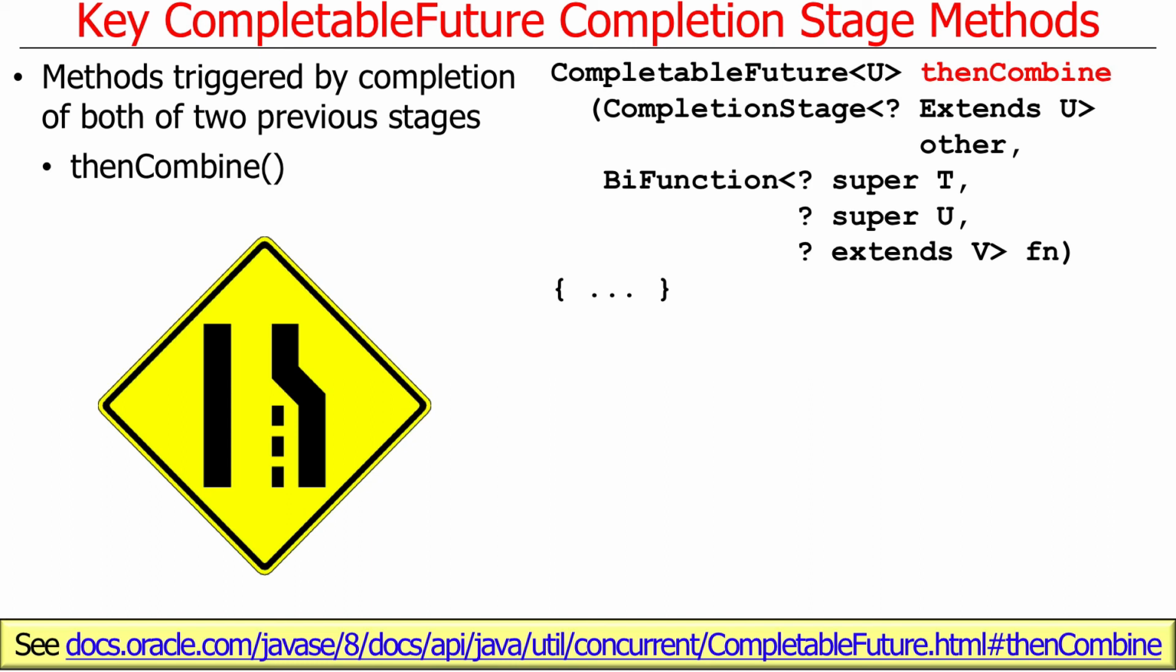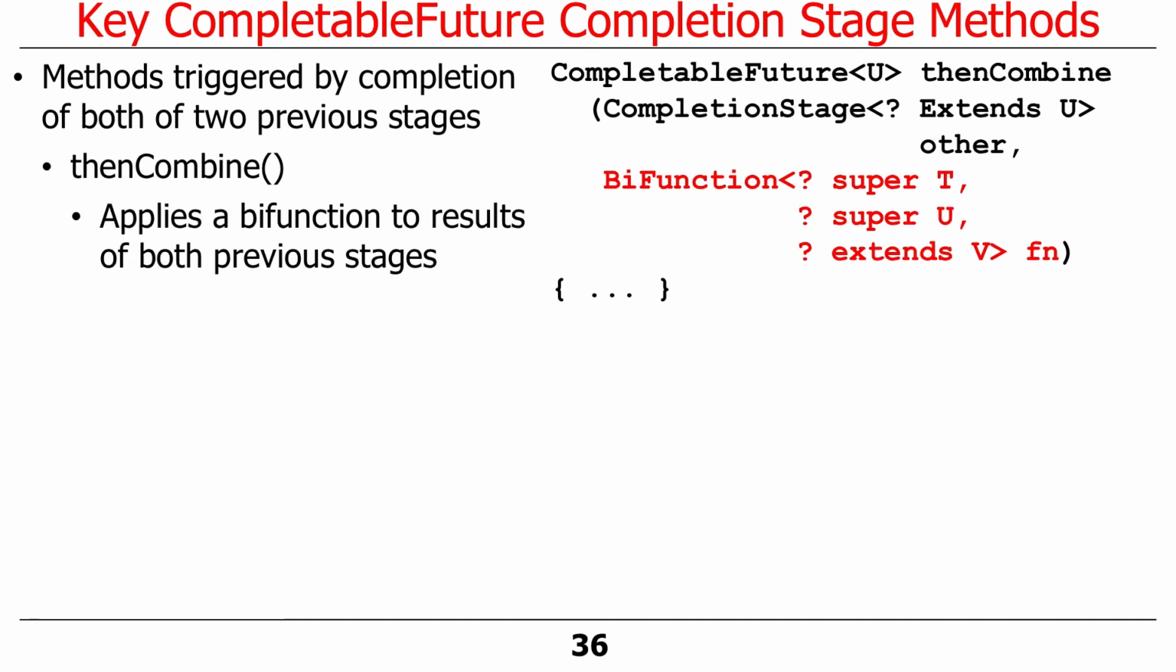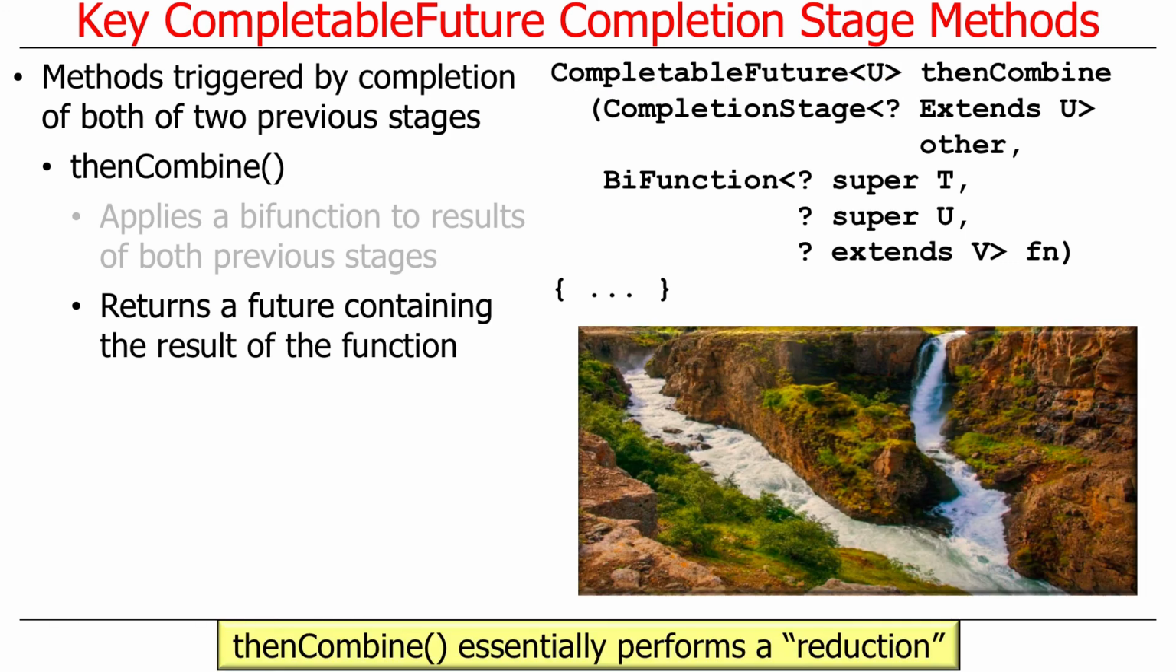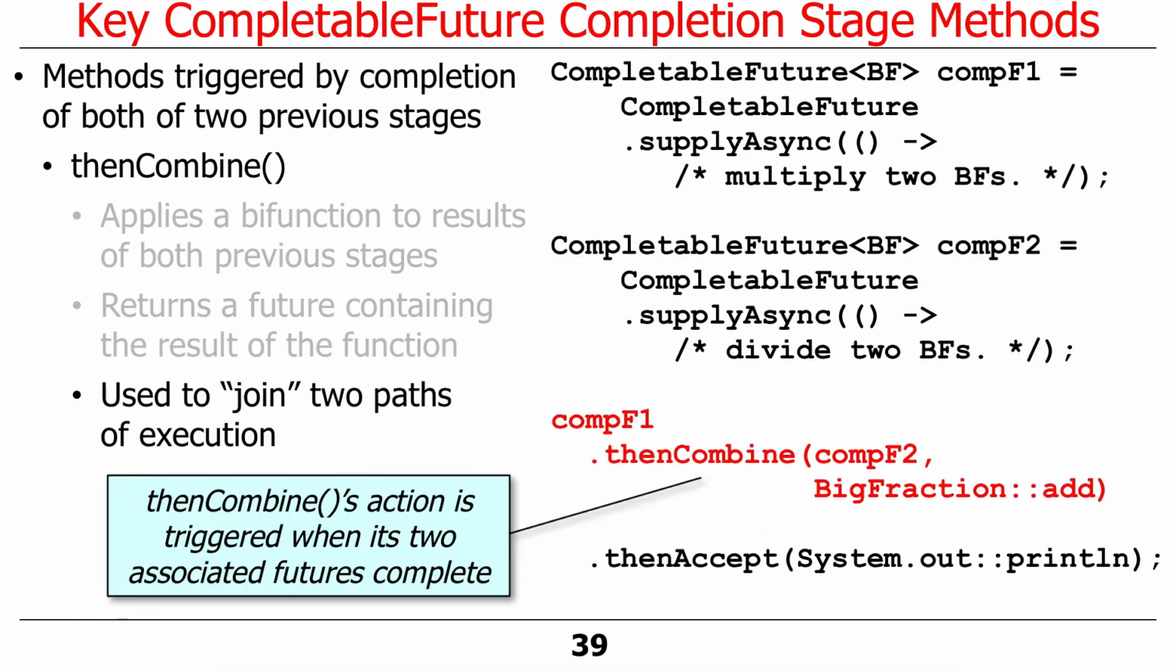And you can think of thenCombine as basically merging the results. So thenCombine applies a BiFunction action to the results of both previous stages when they complete. That's the key thing, when they complete. This returns a future containing the results of the function that's applied. And you can think of this as basically performing a reduction. So it's like you've got two, don't get confused with streams, these are not Java streams, but two flows of things coming together, and we end up putting them into one. So it's used to join two paths of execution.